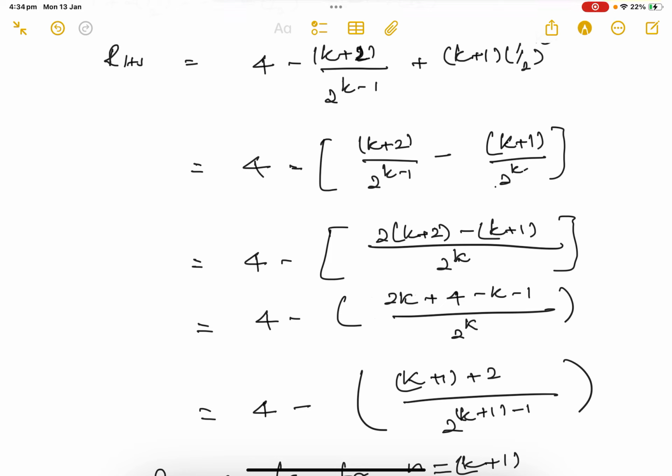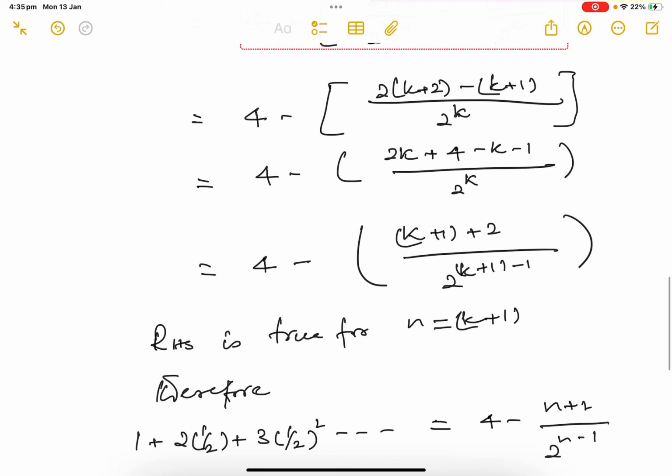Now, further simplification. Here 2 to the power of k minus 1 times 2 is 2 to the power of k. So the LCM is 2 to the power of k. 2 to the power of k divided by 2 to the power of k minus 1 is 2. So 2 times (k plus 2) minus (k plus 1). That will be 4 minus (2k plus 4 minus k minus 1). That is 2k minus k is k, and 4 minus 1 is 3.